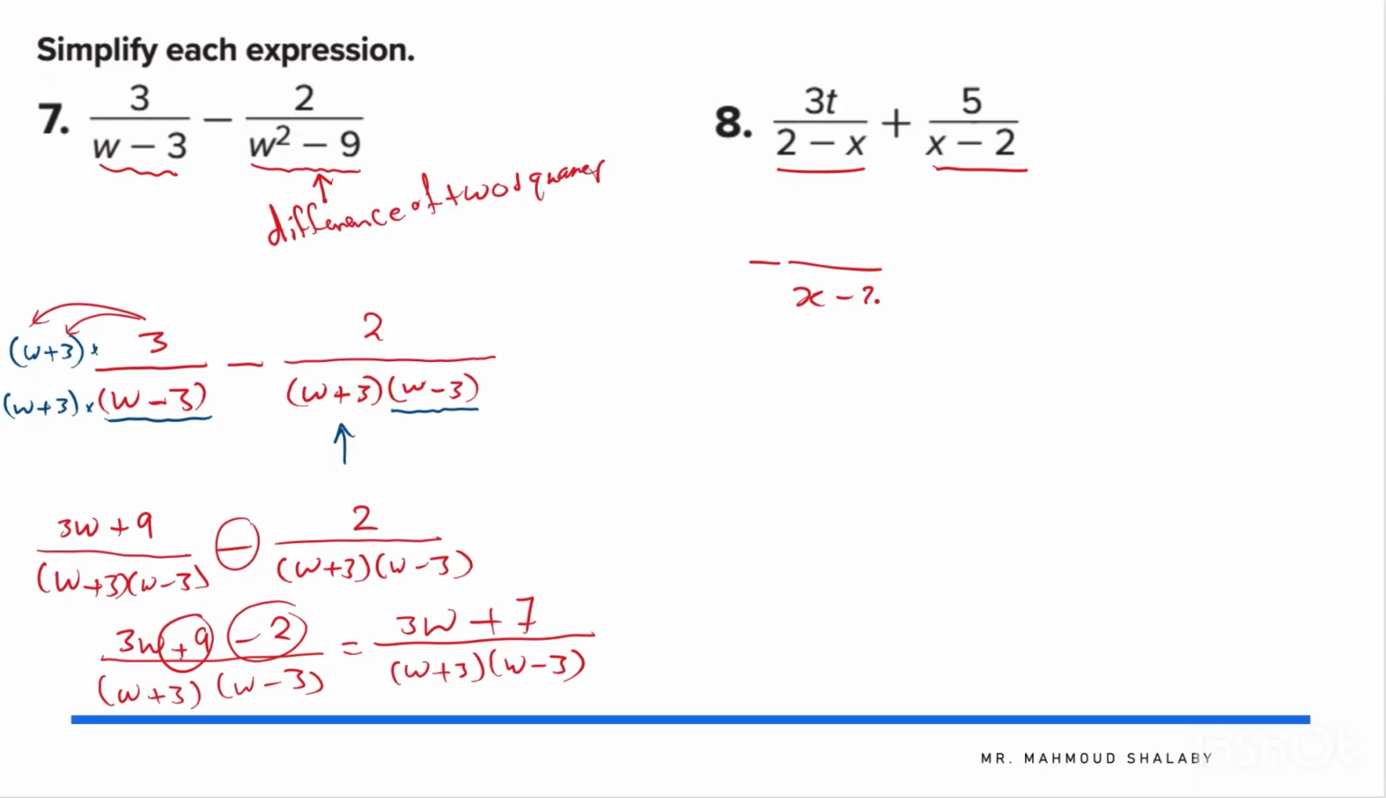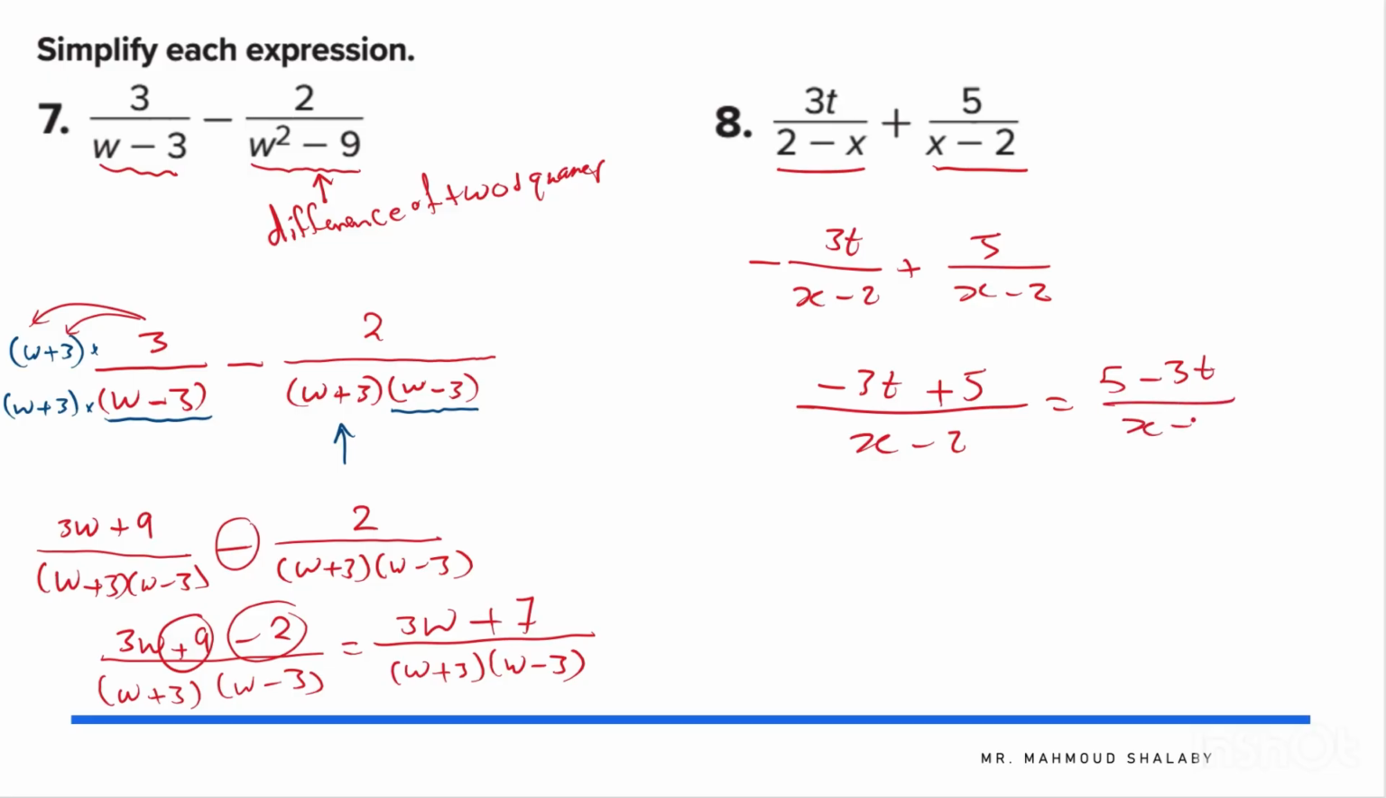So it will be now x minus 2, and here 3t plus 5 over x minus 2. So now they have a common denominator. I will write here x minus 2, negative 3t plus 5. This is how the answer should be. It could be like this in the exam, or it could be rewritten as 5 minus 3t over x minus 2, still the same thing. The idea here is, if it's a 2 minus x, don't forget to swap them and put a negative outside.